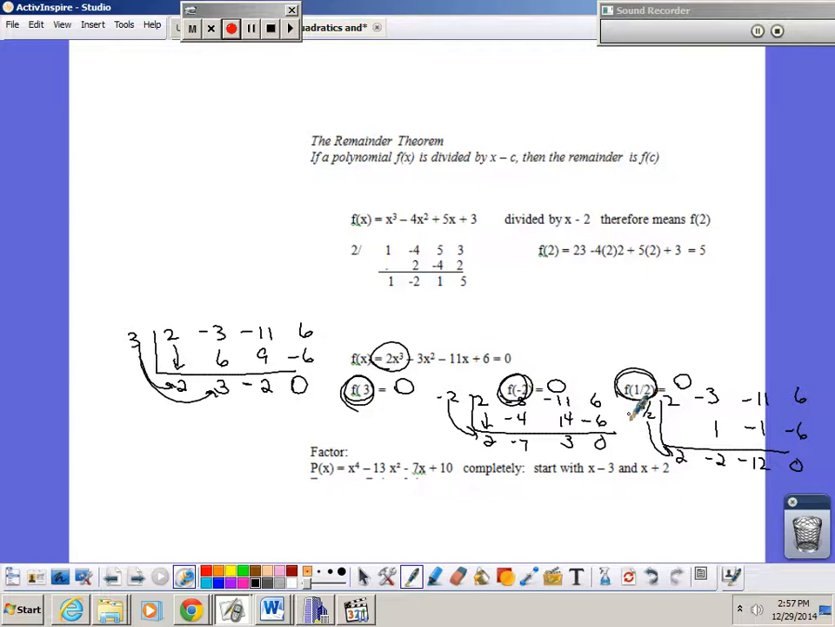So we were using the remainder theorem to prove that they were zeros. If you end up with a 0 as your answer, that means that they are your zeros, or your x-intercepts, your roots, and therefore you know where it crosses the x-axis. So let's try this one.